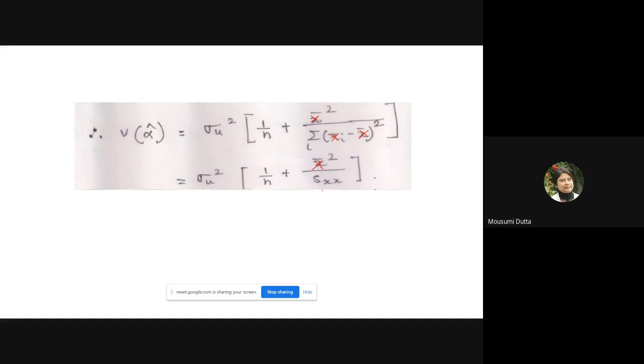You can write Sxx with the small notation because it is indicating summation small xi square. So this part basically indicates summation small xi square notationally. So this you can keep small x.